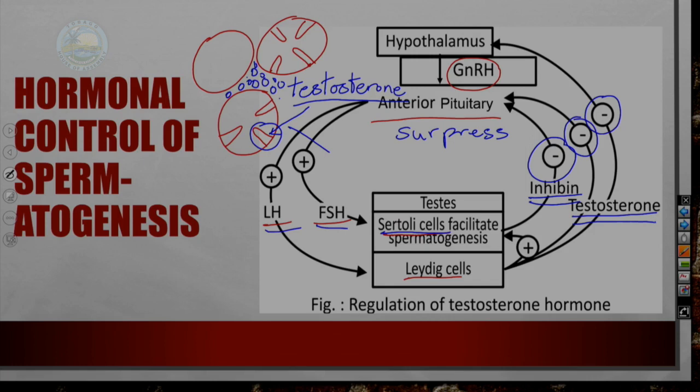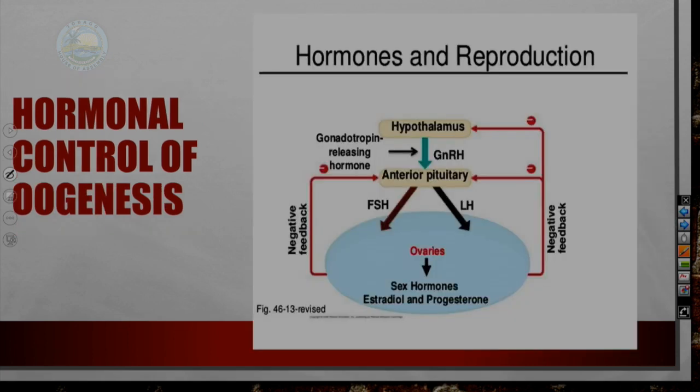Testosterone more or less will regulate the production of the hormones which will itself produce it. And this is a negative feedback loop, and this controls spermatogenesis in males. What about in females? Well, you also have a negative feedback mechanism in place.